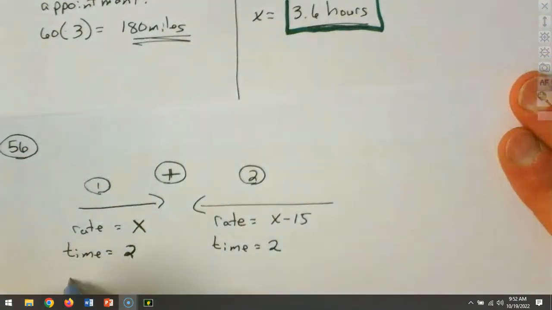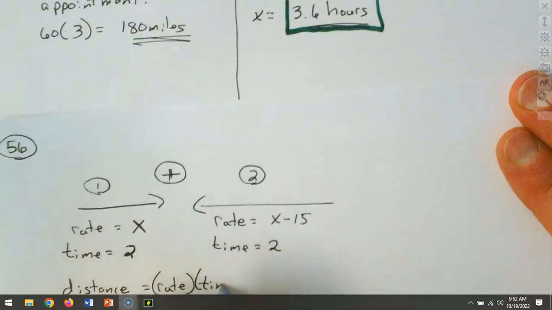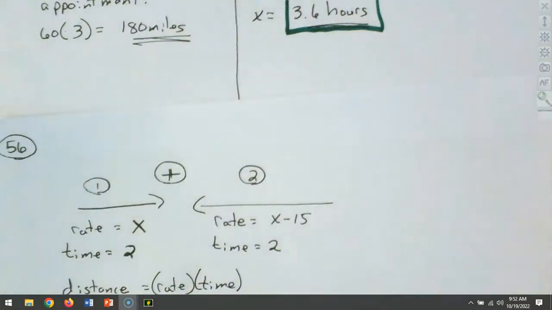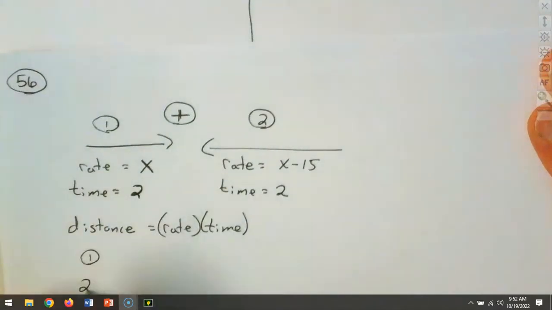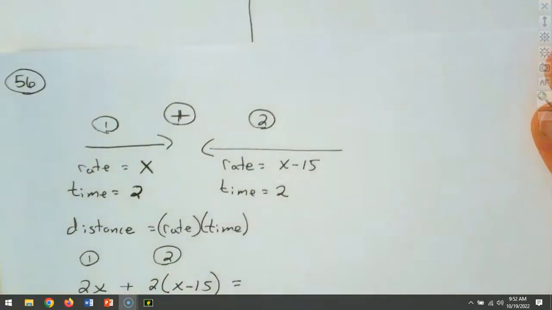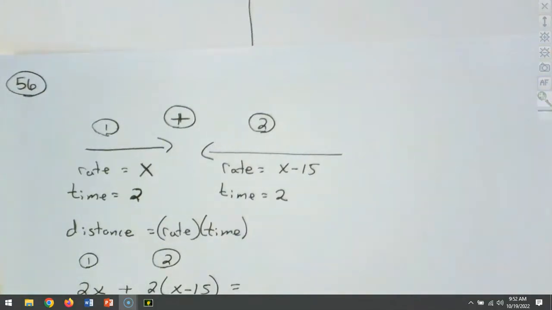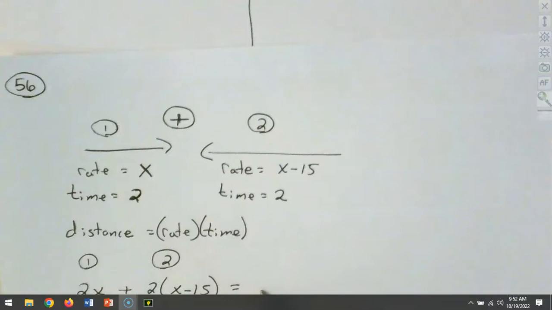Now let's look at our distance. Distance, again, is the rate of speed times the time. And we're going to add these together. So car number 1, rate times time, that's 2x. Car number 2, what would it be? 2 times x minus 15. And what are they going to equal when we add them together? Can anyone tell me what's going to go here?